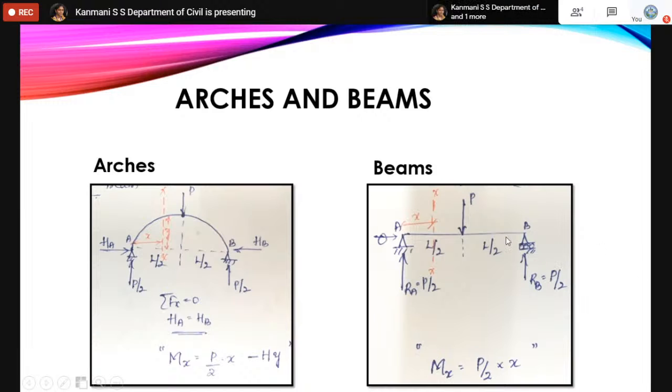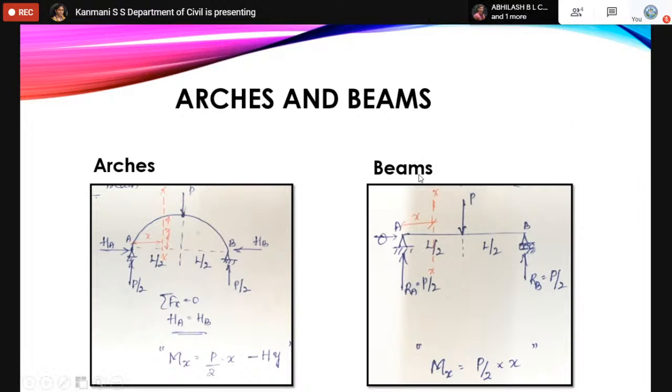If you want moment at any section X, I'll take the beam first. If I want the moment about X from point A, the sign convention we usually use is what? This is any section X. This is not an equation of equilibrium, so we are not considering clockwise moment positive. Remember, that is only for the equation of equilibrium.